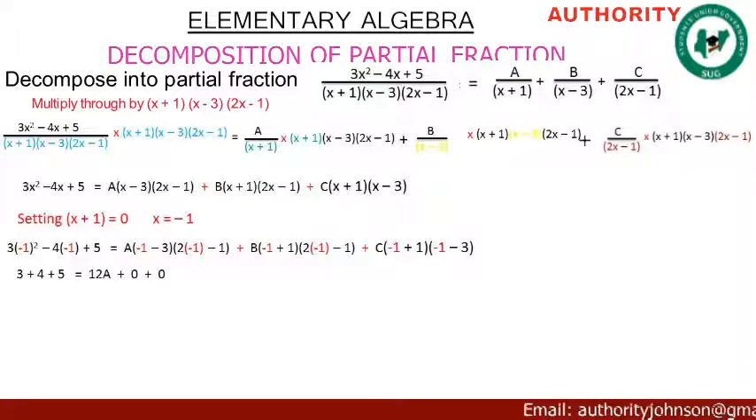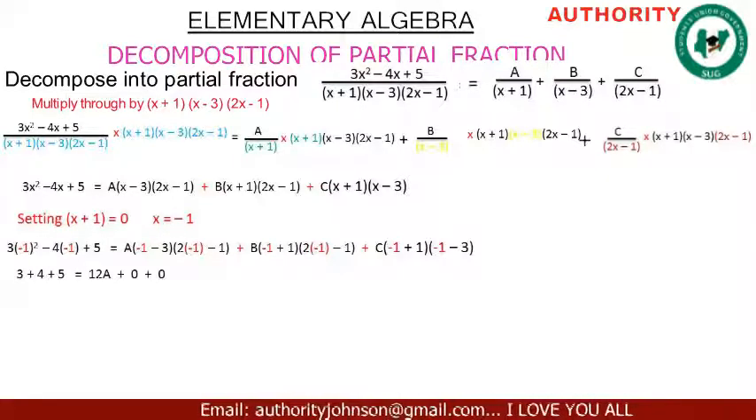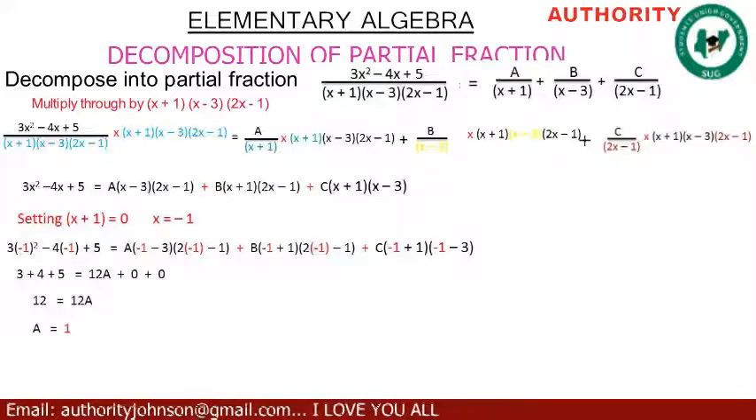Now on the C side, we also have −1 + 1 equal to what? 0. That means all the values in C are equal to 0. So we are going to have 3 + 4 + 5 equal to what? 12. So 12 is equal to 12A. We are looking for A, so let's divide both sides by 12. 12A divided by 12 is equal to 12 divided by 12. So A is equal to 1.